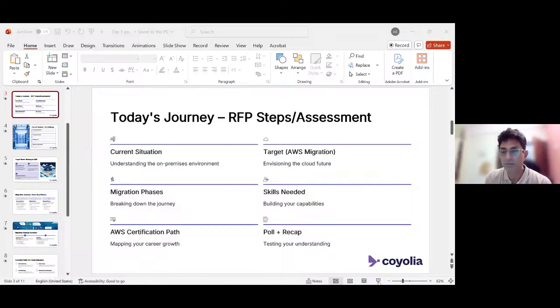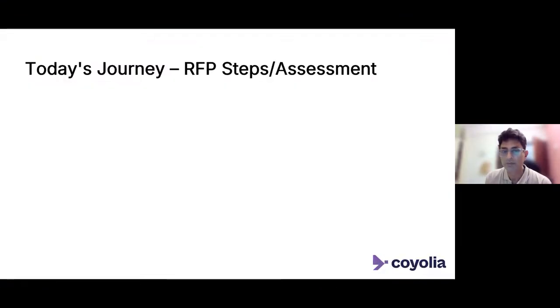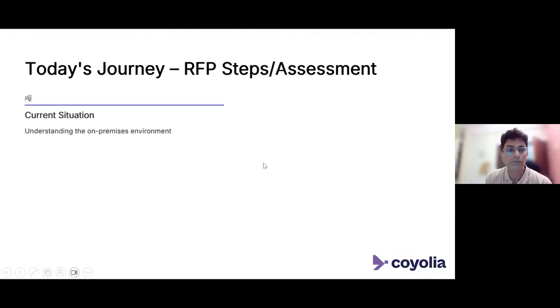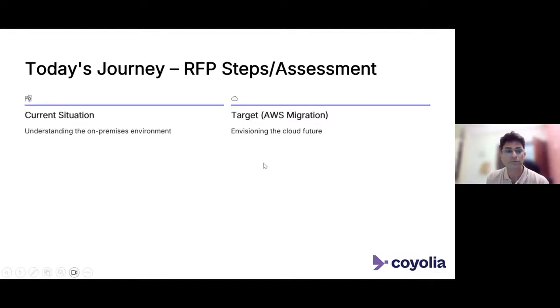So basically, this is a scenario, sir, where a company wants to migrate from a data center to on-prem for cloud, AWS cloud. So they have a situation. They're facing some cost-related issues.